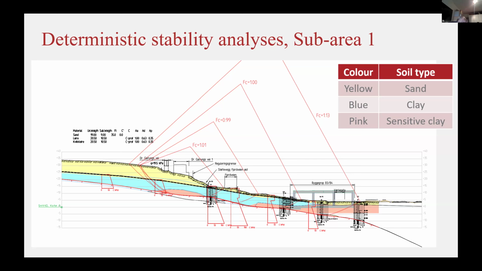That just illustrates the weakness of our calculation model, the deterministic one, because it gives you a safety factor of 1, and yet the slope is standing. If you calculate a factor of safety of 1, the slope should be failing.